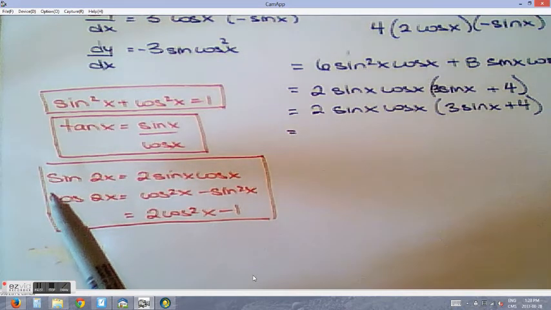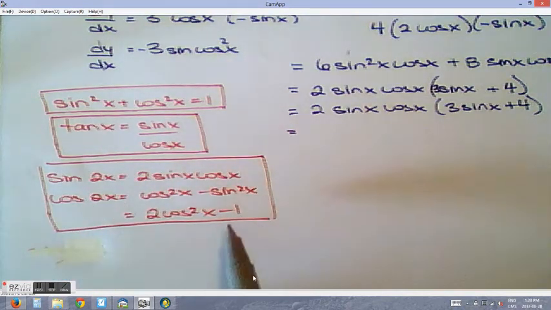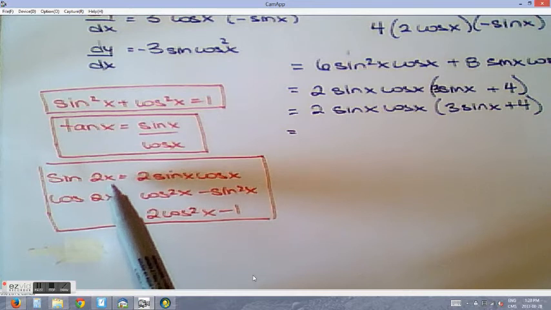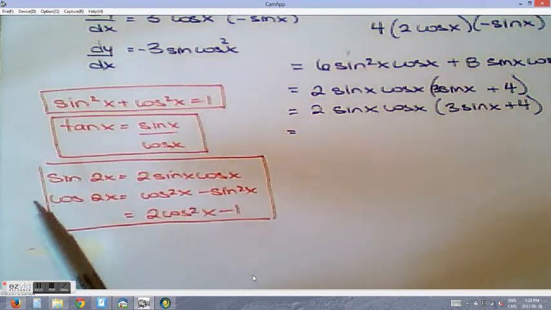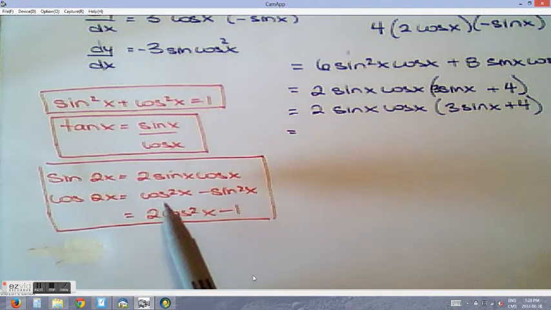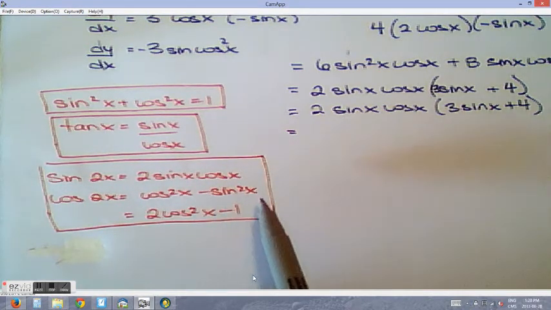And these are double angle identities. So sine 2x is equal to 2 sine x cosine x. Cos 2x is equal to cos squared x minus sine squared x.